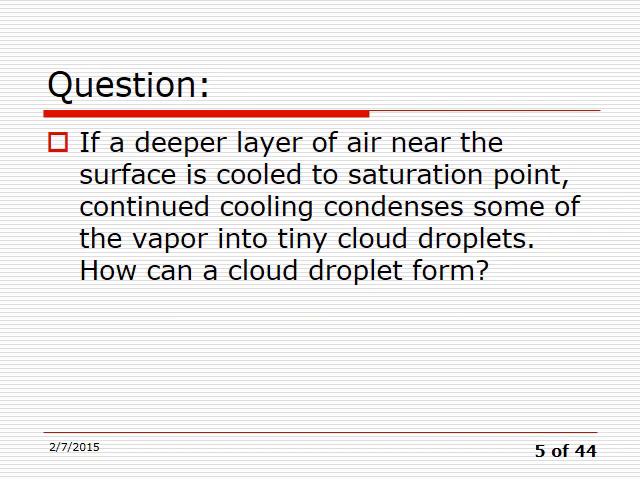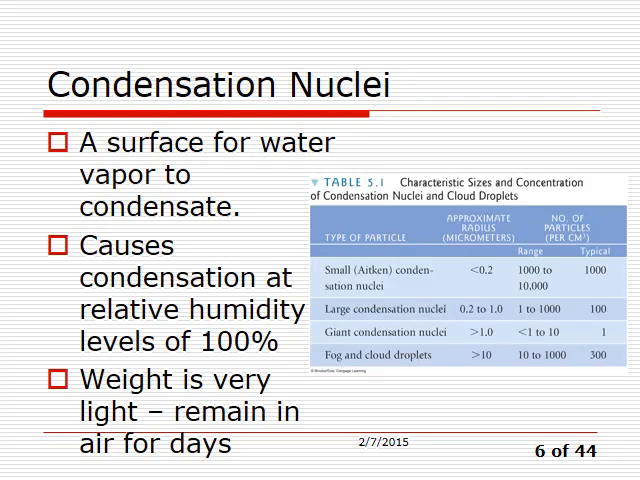Alright, so here's your first question. If a deep layer of air near the surface is cooled to the saturation point, and continued cooling condenses some of the vapor into tiny cloud droplets, how can a cloud droplet form? Well, the answer to that question is a condensation nuclei.